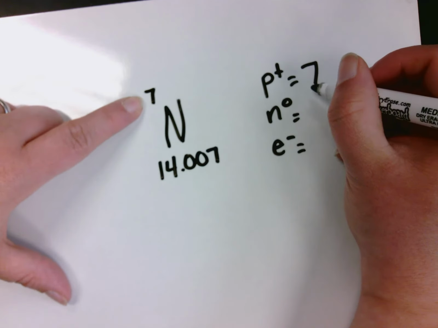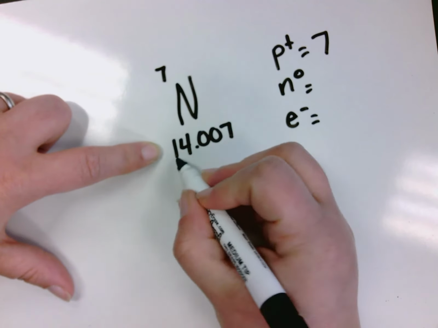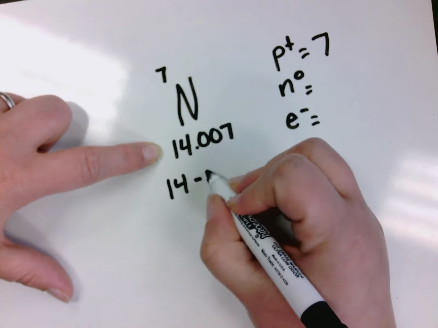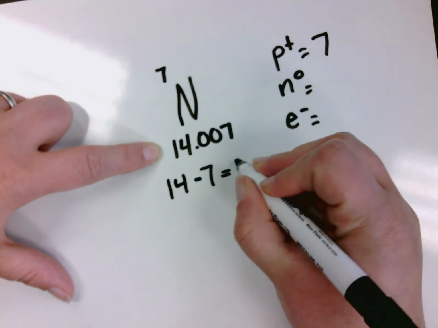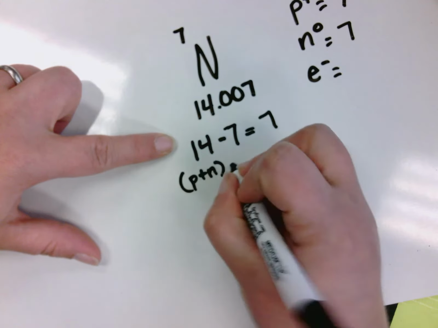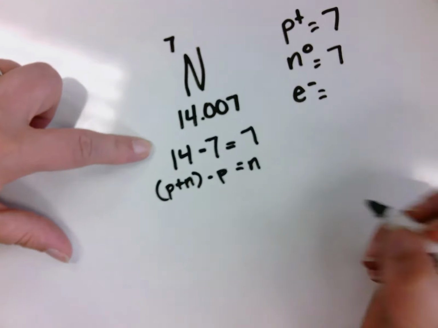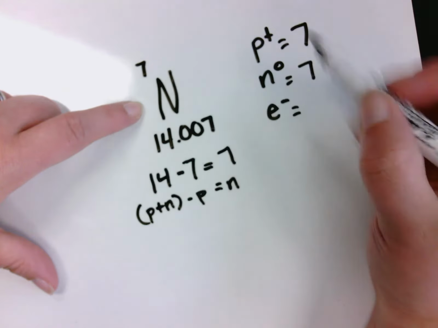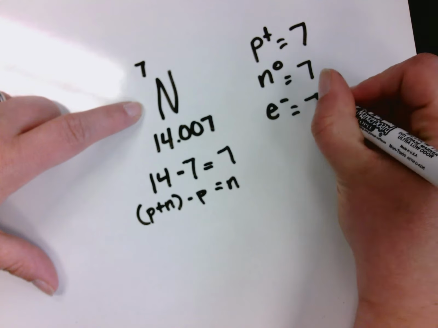So once we have protons, we need to do neutrons. For neutrons, we're going to use our atomic mass. This atomic mass is 14.007, which we can round to 14. Then we subtract our number of protons, because remember it's protons and neutrons that are in the nucleus, and we get our number of neutrons. So if this number is P plus N, then we subtract away P, and we just get N. Now this is a neutral atom. I know this because there's not a charge beside this symbol. Because it's neutral, the number of protons is the same as the number of electrons, so 7.